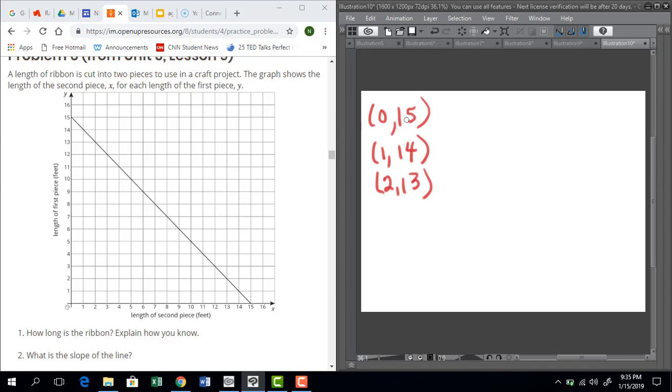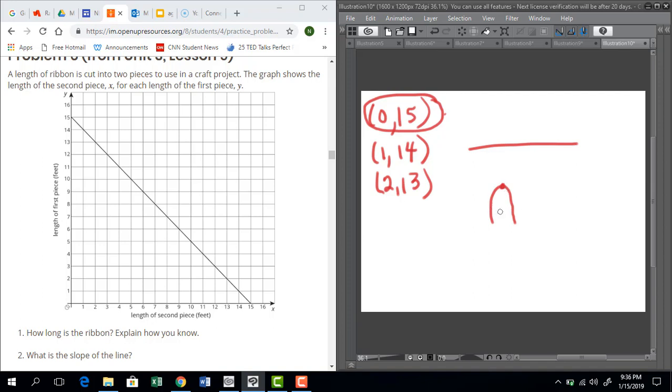And we know our y-intercept. Our y-intercept is the starting amount. So we know that the ribbon is 15 feet, because this is our starting amount at 0 feet for x. For the second piece at 0, the first piece is 15 feet. So when I don't have a second piece of ribbon, that's the length of the ribbon before I cut it into 2 pieces. Say this was my ribbon at 15 feet long, and I folded it in half like this.